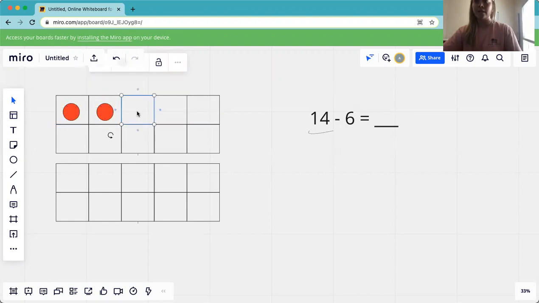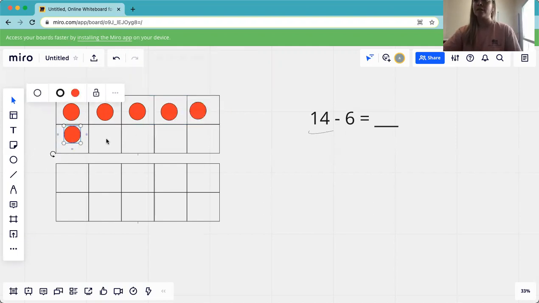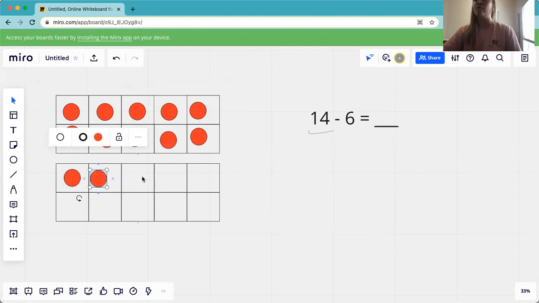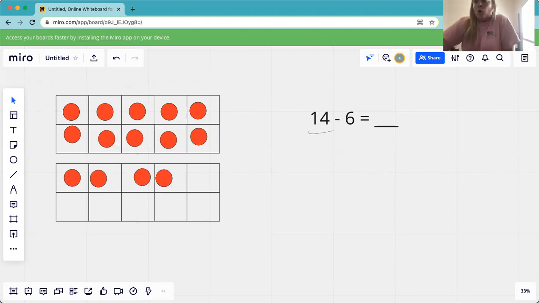Putting in 14. So I have 3, 4, 5, 6, 7, 8, 9, 10, 11, 12, 13, and 14. So I need to make my 10. So I need to again look at my tens frames. I have a group of 10 up here, and then I don't have a group of 10 here.